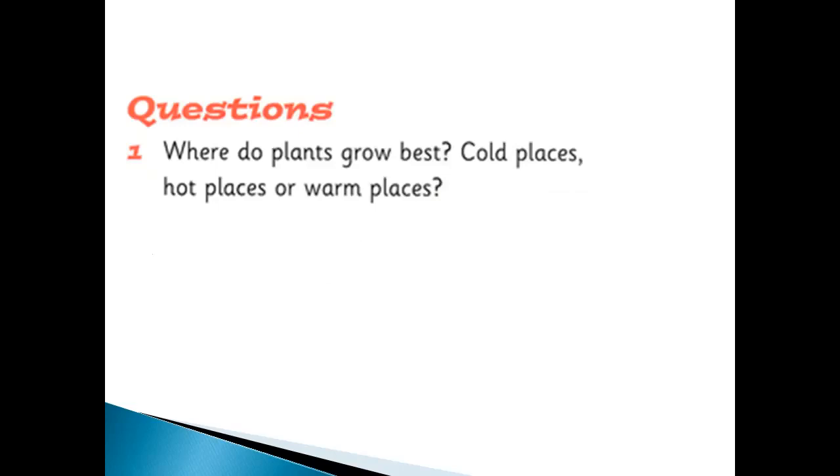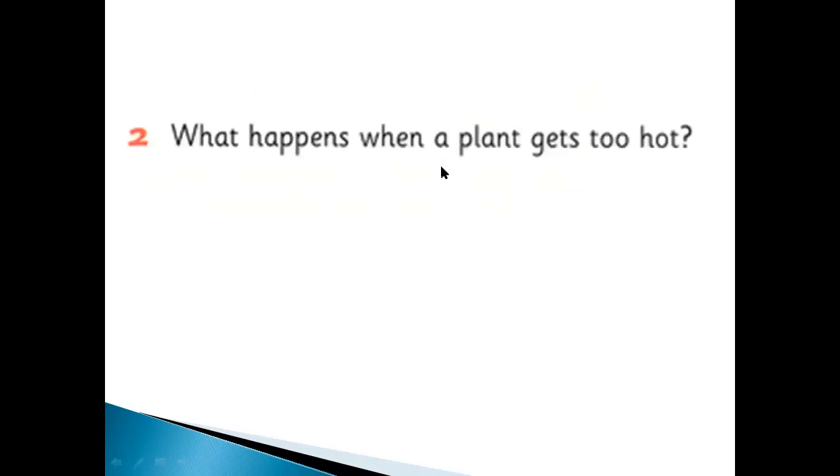Now we solve questions from your learner book. Where do plants grow best? Cold places, hot places, or warm places? In cold places, I told you, plants cannot grow well. Hot places also no. Warm places, yes. So our answer is warm places. In warm places, plants can grow best.